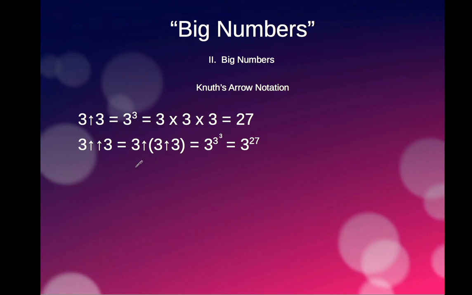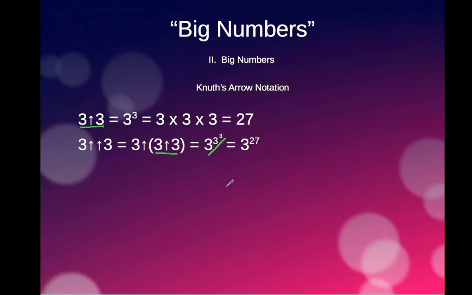Next we have 3 double arrow 3. And this means take a string of single arrows and stretch them out for 3 times. Now you notice here that inside the parentheses, this guy is just this guy. They're the same, right? So this becomes 3 raised to the 3 raised to the 3, which means we end up with what's called a power tower. That's what this is right here. So this is a power tower of 3's that is 3 elements tall. And of course the answer is 3 to the 27.